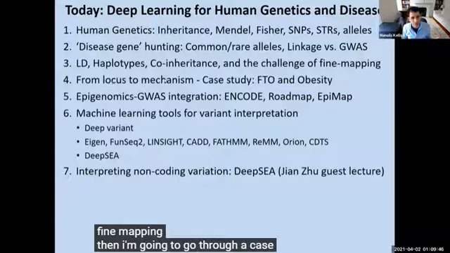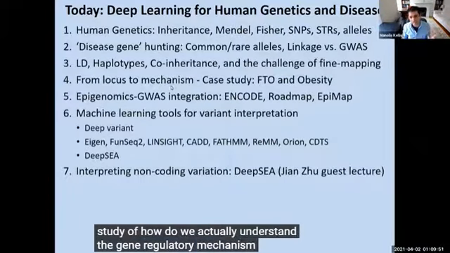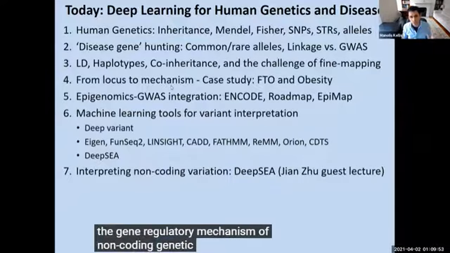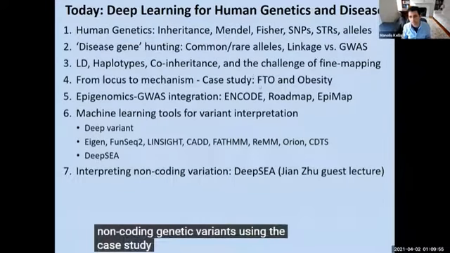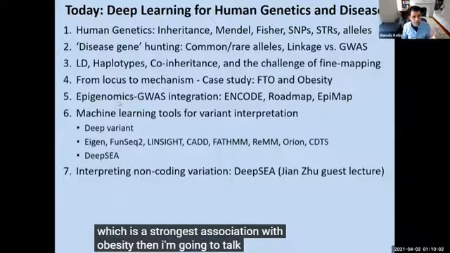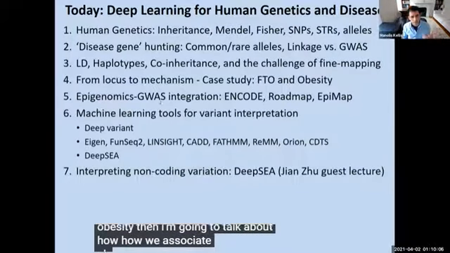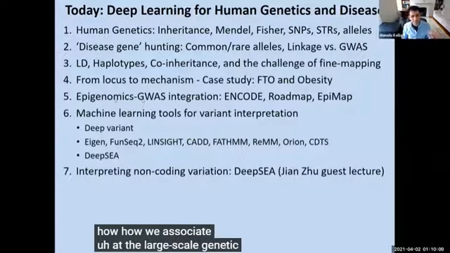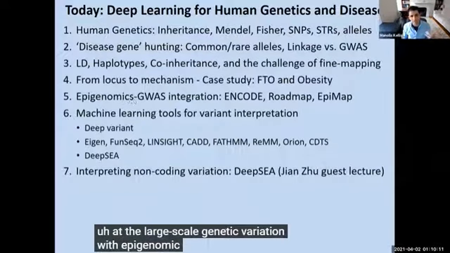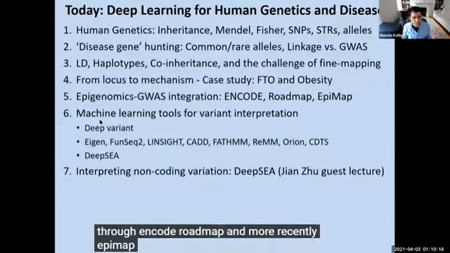Then I'm going to go through a case study of how do we actually understand the gene regulatory mechanism of non-coding genetic variants using the case study of this fat and obesity associated locus, which is the strongest association with obesity. Then I'm going to talk about how we associate at the large scale genetic variation with epigenomic signals that we have already studied before through ENCODE, RoadMap, and more recently EpiMap.